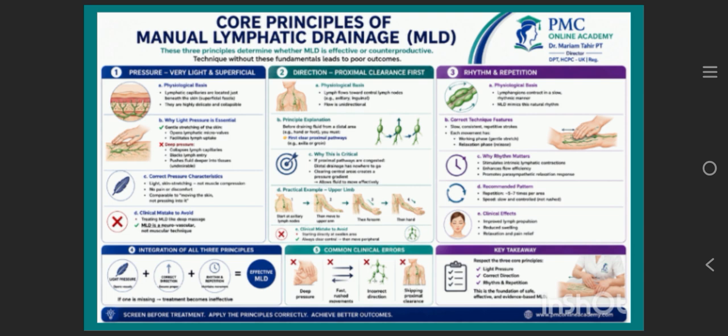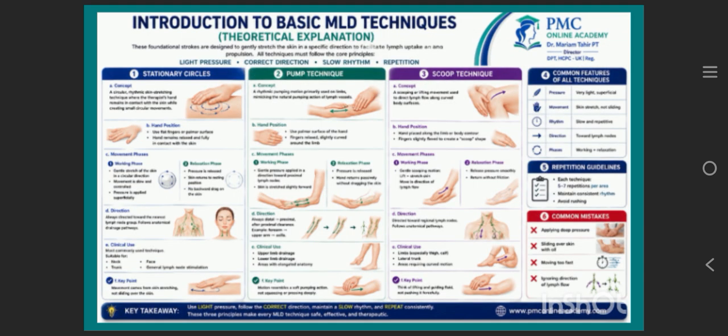So the summary regarding this topic: the core principles of MLD, light superficial pressure, proximal to distal sequencing and slow rhythmic repetition, are essential for stimulating lymph flow safely and effectively. Mastery of these principles ensures optimal clinical outcomes and prevents harm. This is the topic. So let's move ahead to our next topic.